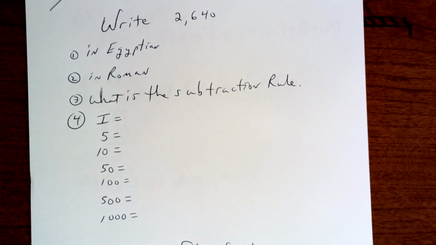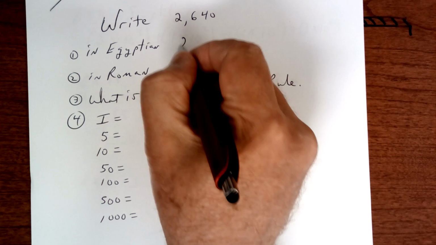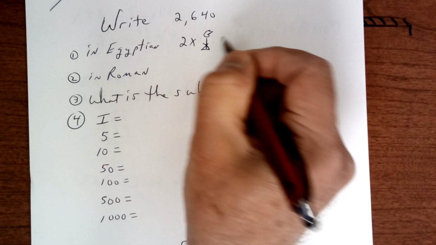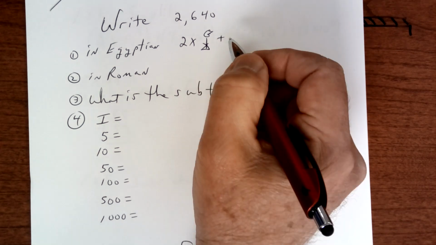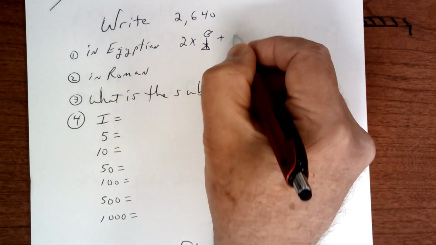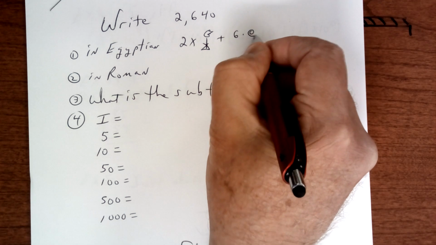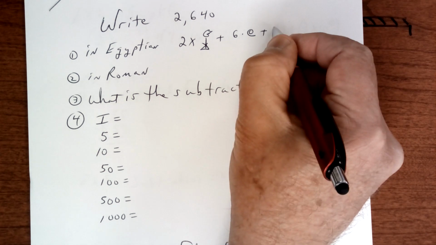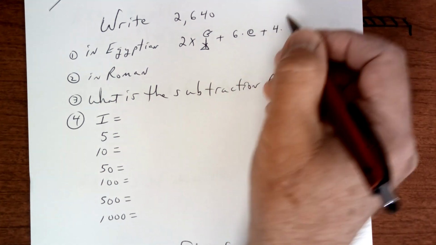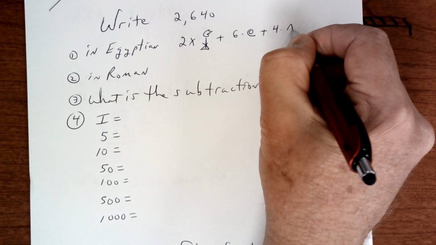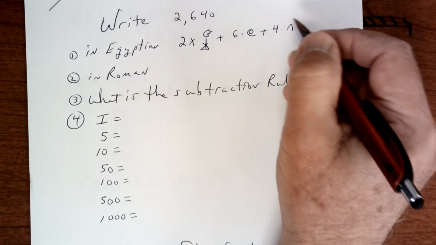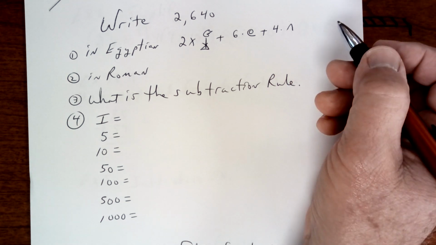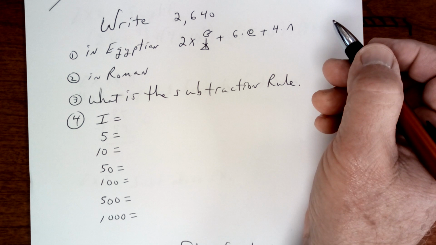So we're going to have 2 times the lotus flower plus the scroll is 100, so it's 6 times the scroll, plus we have 4 times 10, and 10 is the heel bone, and then we have 4 ones, or we have 0, so I guess we would just leave it like that. Okay? All right, how would it be in Roman numerals?